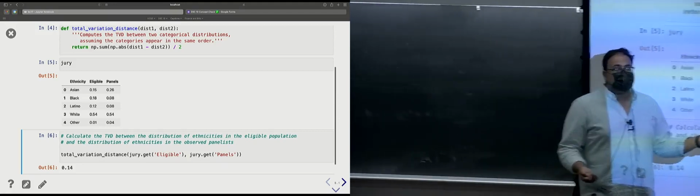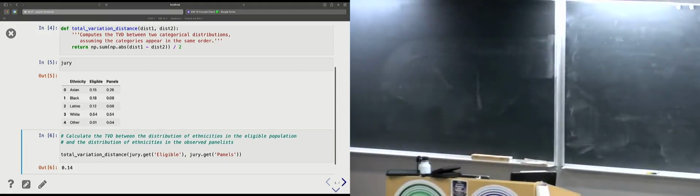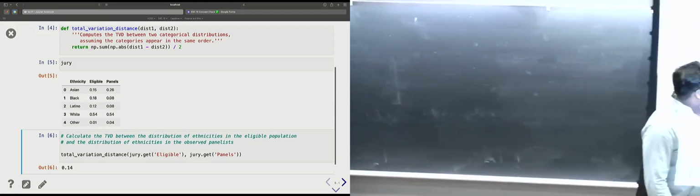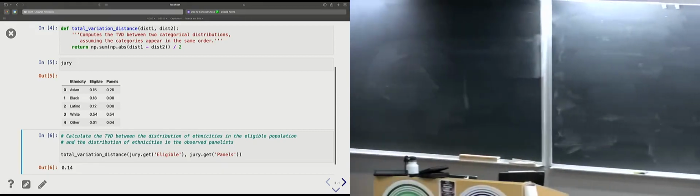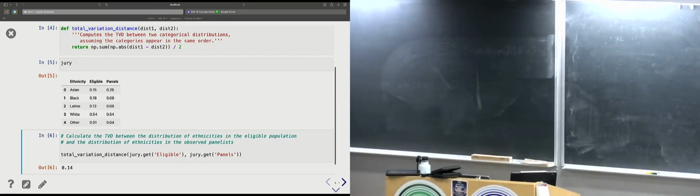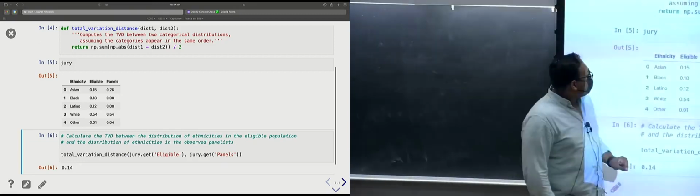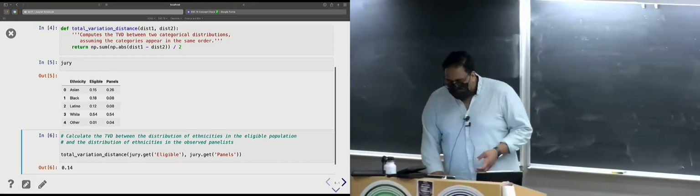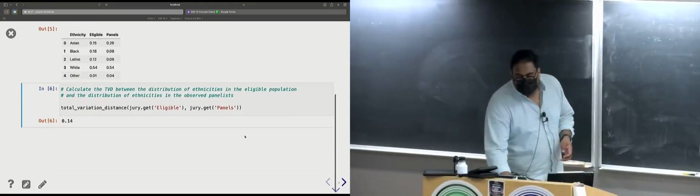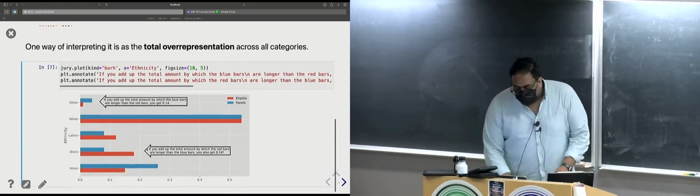Do we agree? So it summarizes how different they are using just one number. You subtract the two values, so I'd have 0.11, 0.1, and so on and so forth. I would take the absolute values of those differences so that the positive ones don't cancel out the negative ones. I sum the absolute values, and then I divide by 2, and that's 0.14. And sure, okay, I could follow the formula, and it gives me 0.14, but what does it actually mean physically?